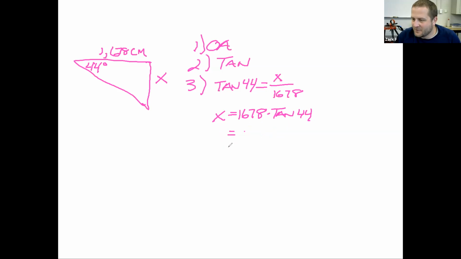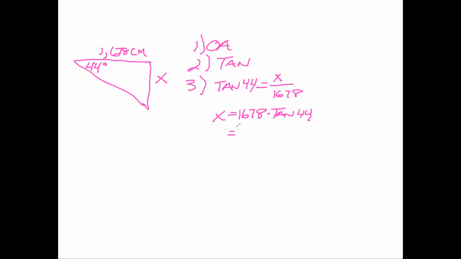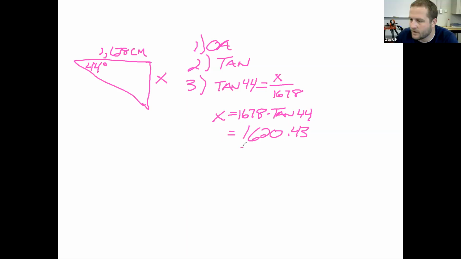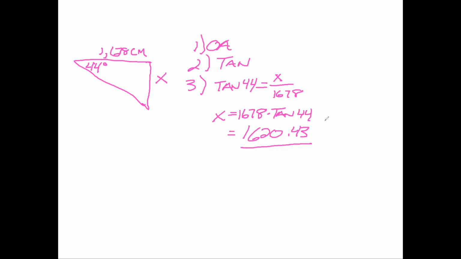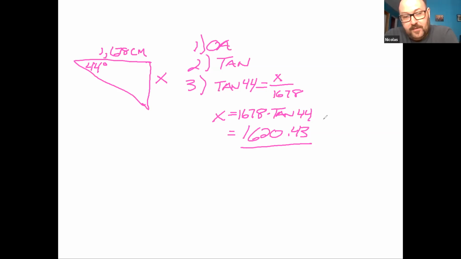When I say what are we left with, that's me being lazy because I don't want to get my calculator out and do it. But I guess if you're going to make me, I will. Tan 44 times 1678 equals, that's what I got. Same here. Same. Yeah, I didn't even attempt it. Looks good though.